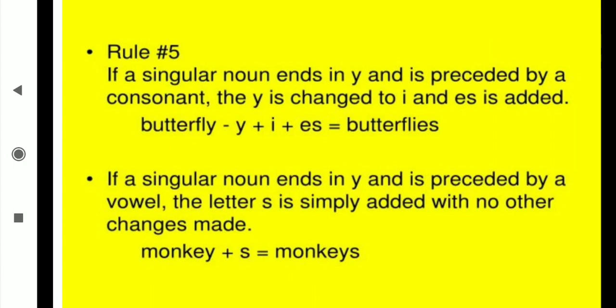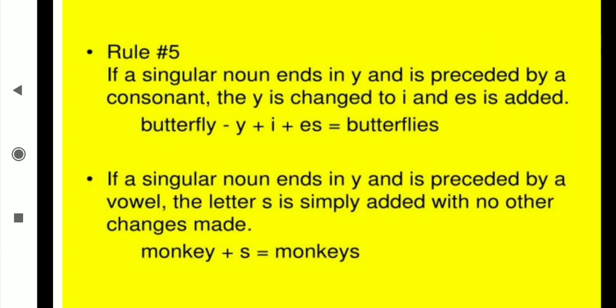For example, butterfly. Now Y, before Y what came? L, and L is a consonant, and when a consonant is coming before Y, we are converting Y to I, and then we are joining ES. Then our spelling will be butterflies. Butterflies. Get it, students? How we are changing this? Butterfly, butterflies.